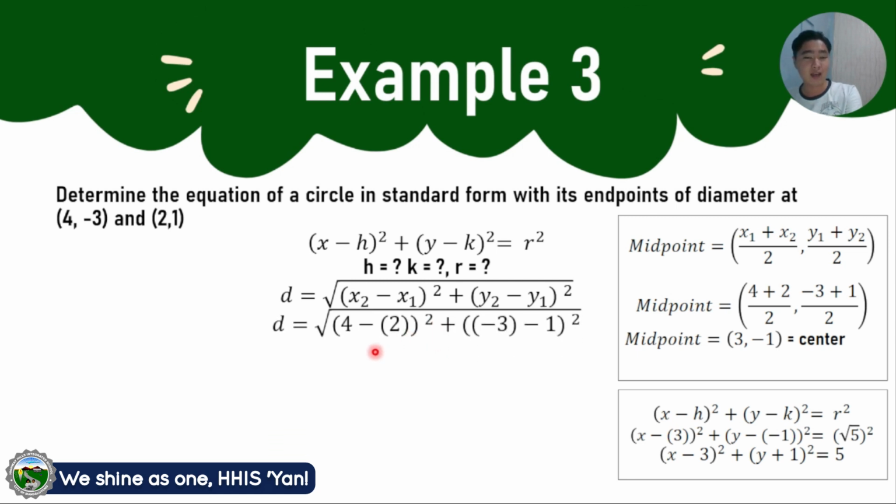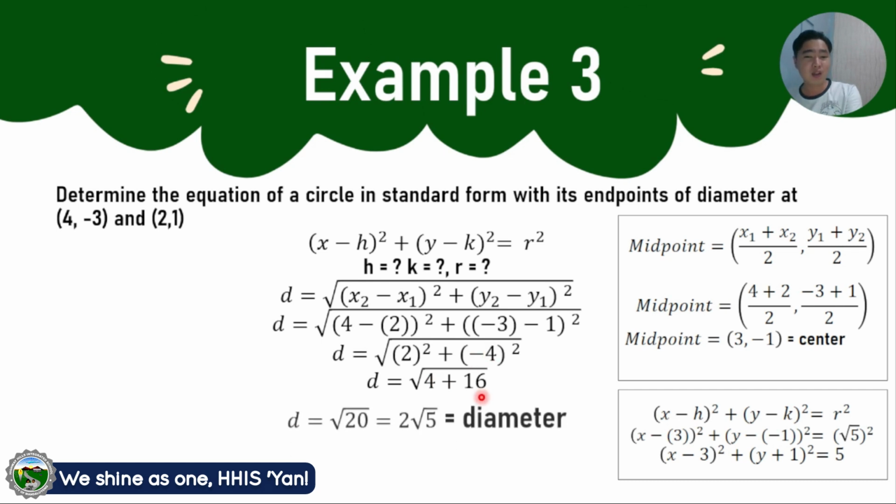Hanapin natin yung sukat ng diameter by substituting all the values. So, ganun pa rin. X sub 2 is 4, x sub 1 is 2, y sub 2 is negative 3, y sub 1 is 1. So, if we solve for that, simplifying that, 4 minus 2 is 2, squared, negative 3 minus 1 is negative 4, with a square outside. So, if you simplify that, that is 4 plus 16. So, ang square root ng 4 plus 16 is, that is square root of 20. Ang simplified form natin for square root of 20 is 2 square root of 5, which is our diameter.